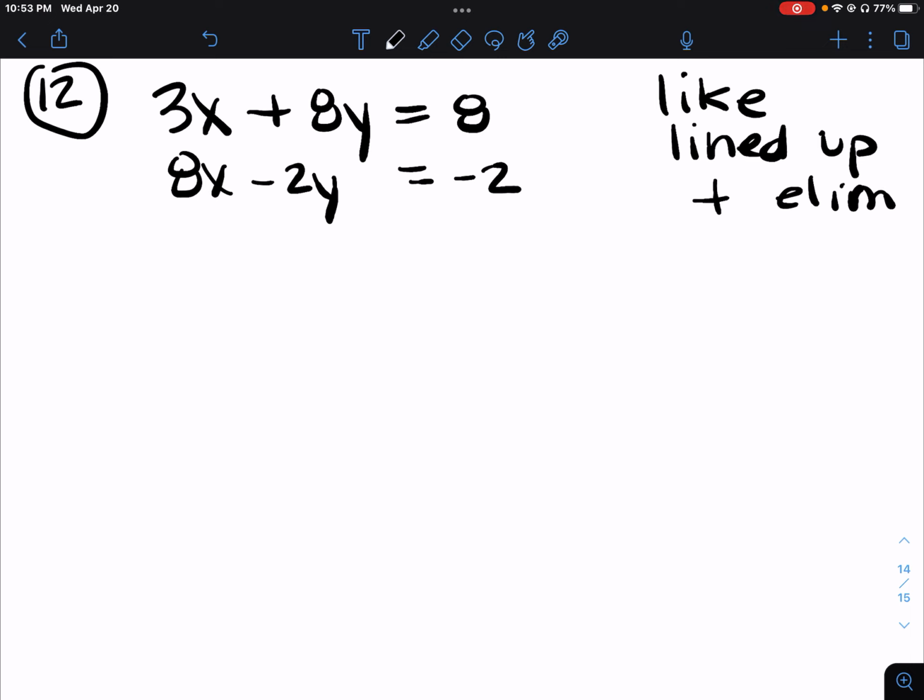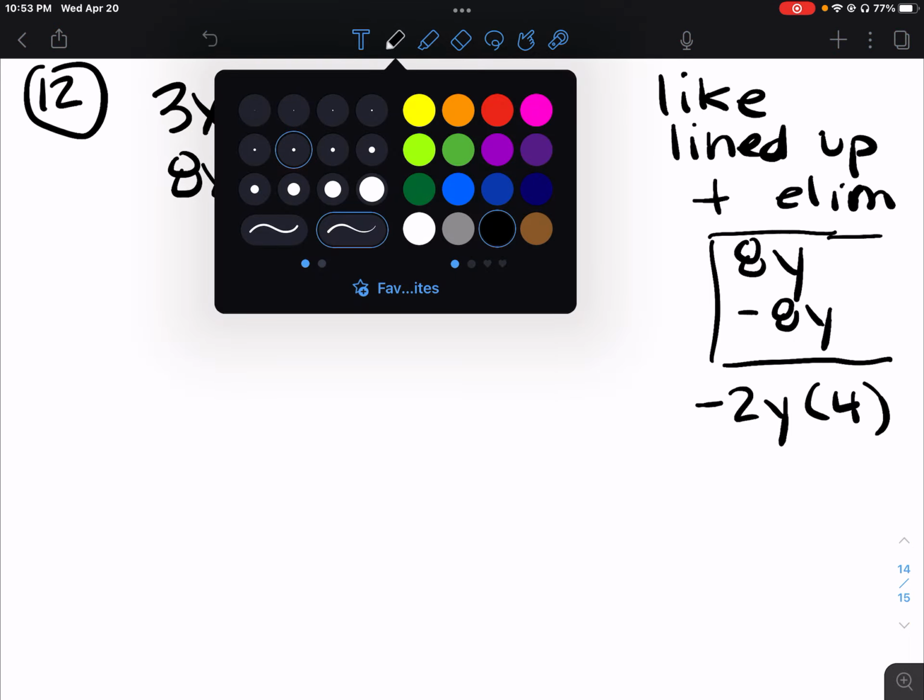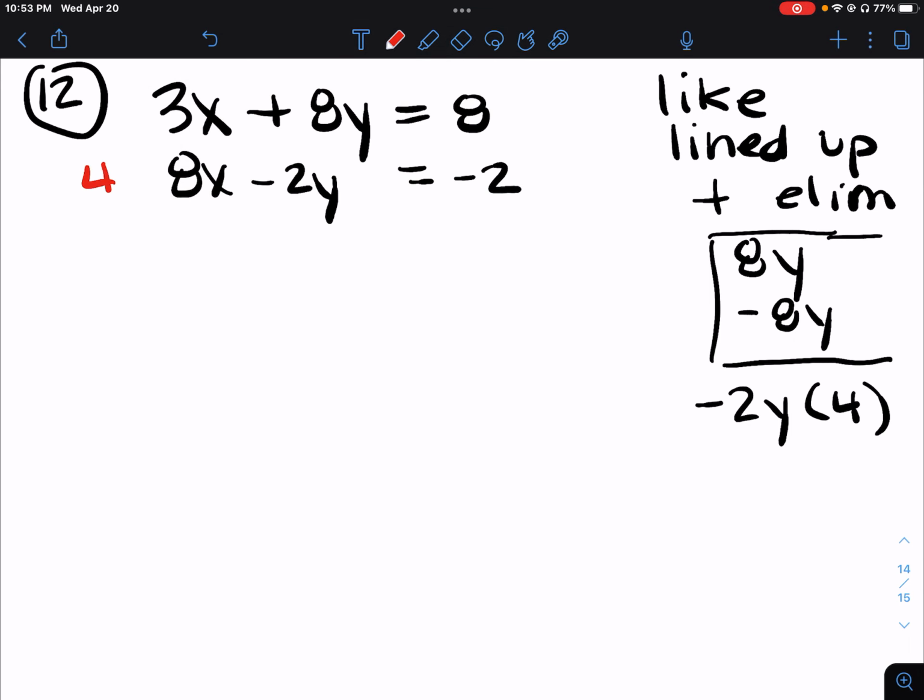Okay, 8's the bigger number. Can you multiply 2 by something and get 8? Yes. So 8y is going to stay what it is. What cancels with 8y is minus 8y. So if we do -2y times 4, we'll get minus 8y. So I'm going to multiply this second equation by 4.